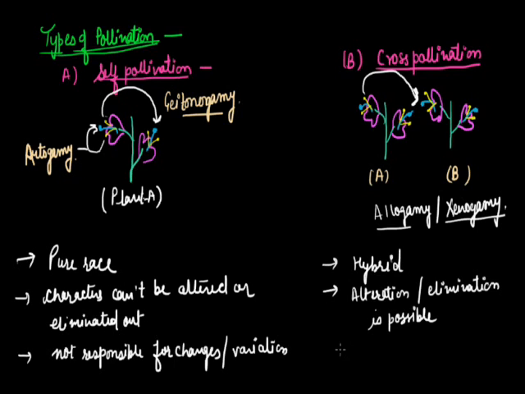While the variation can be easily introduced by cross-pollination. So these are the basic differences between pollination, self and cross-pollination.